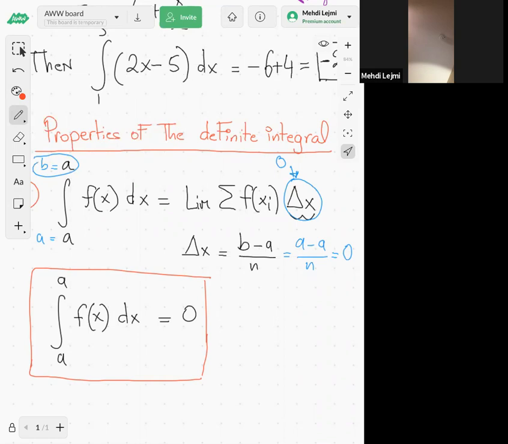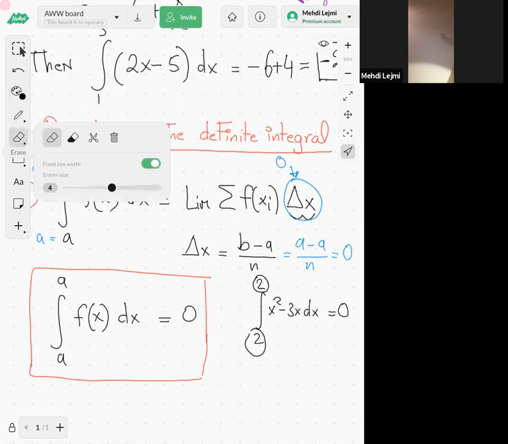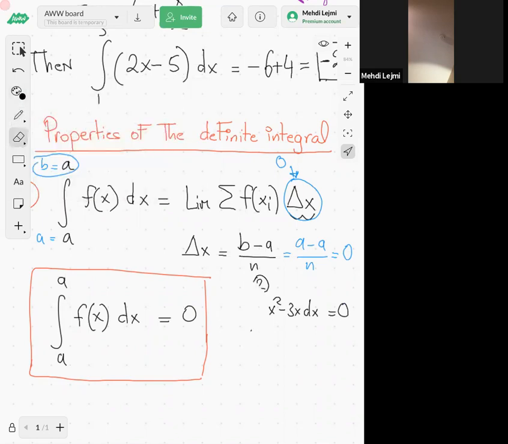Right, make sense? So for example, if you have the integral from 2 to 2 of x squared minus 2x, whatever, dx, well, if you have the same bound, then it's just zero. Okay, this is the first property.